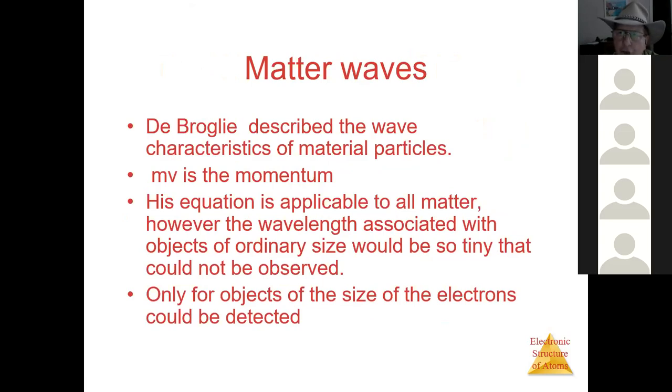He basically found out that you can apply this to all matter. But the wavelength associated with objects of ordinary size is so tiny that you can't observe it. And that's basically true. If you're walking around, do you observe yourself moving in a wave-like fashion? So you can only really get wavelengths for objects the size of electrons. That's the only way you're going to be able to get something where you can actually detect a wavelength.